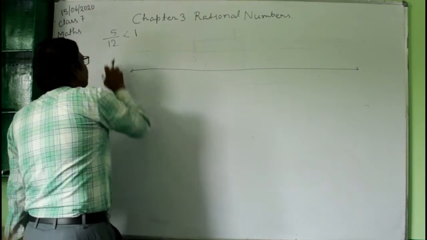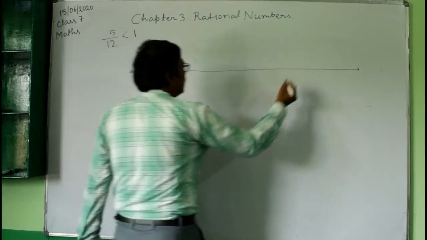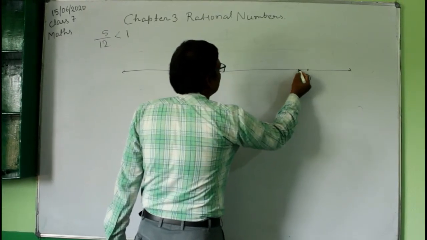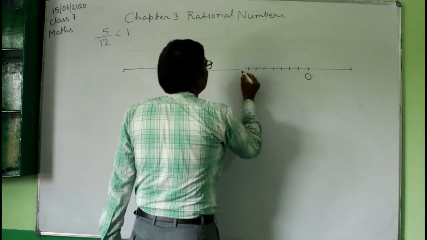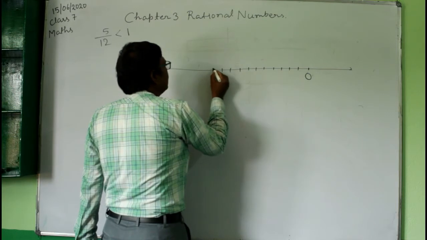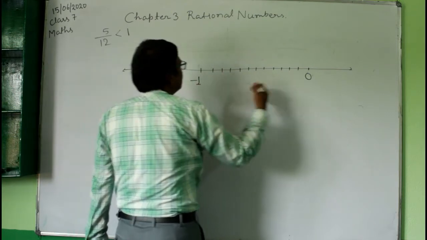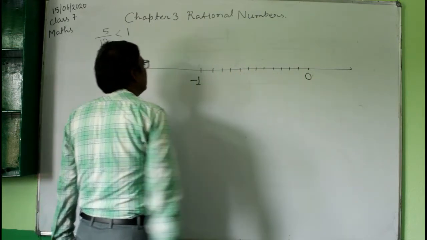and here in the denominator you have 12, so you will divide the segment. Take 0 here, then take 12 parts: 1, 2, 3, 4, 5, 6, 7, 8, 9, 10, 11, 12. So this will be minus 1 here. So 0 and minus 1. Now this segment is divided into 12 equal parts.